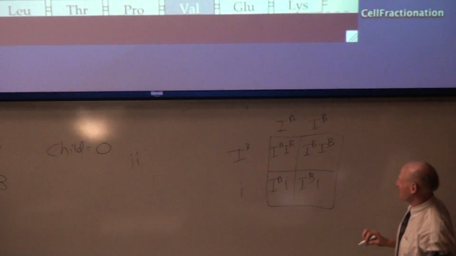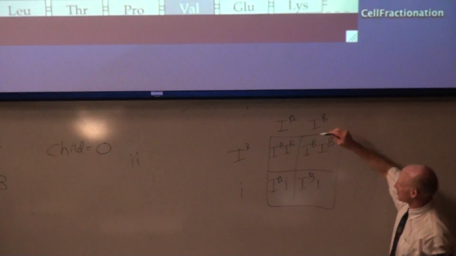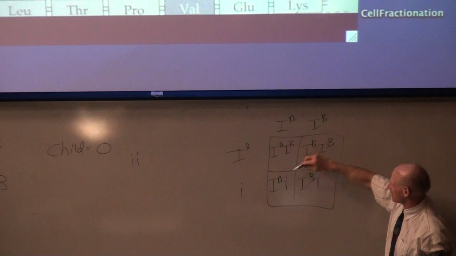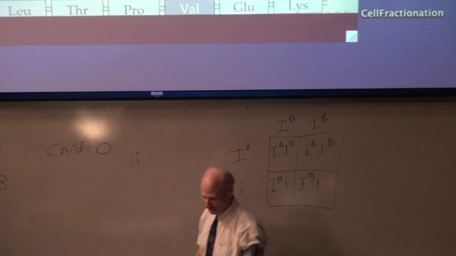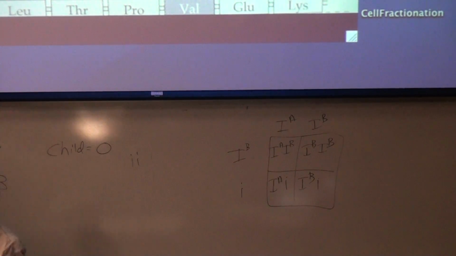They can have a bunch of other kids. They can have blood type AB kids, or blood type B kids, or blood type A kids, or blood type B kids, but no blood type O kids. Alrighty.